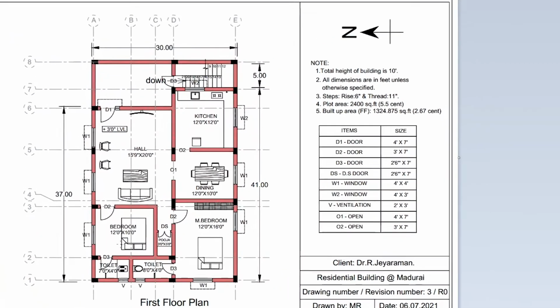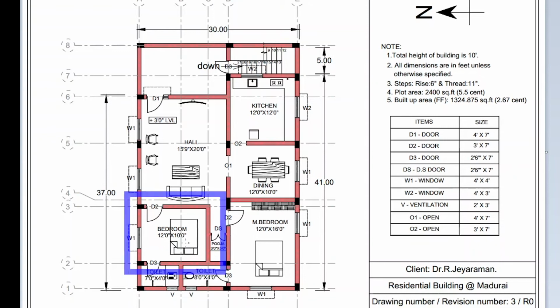See, in the plan there are 2 dimensions. If you take this bedroom, the first dimension is 12 feet, then the second dimension is 10 feet. This first dimension is inner wall to inner wall along the orientation of the text. That means the distance from this inner wall to this inner wall is 12 feet. And the second dimension is again the distance between the inner wall to inner wall, but it is perpendicular to the direction of the text.